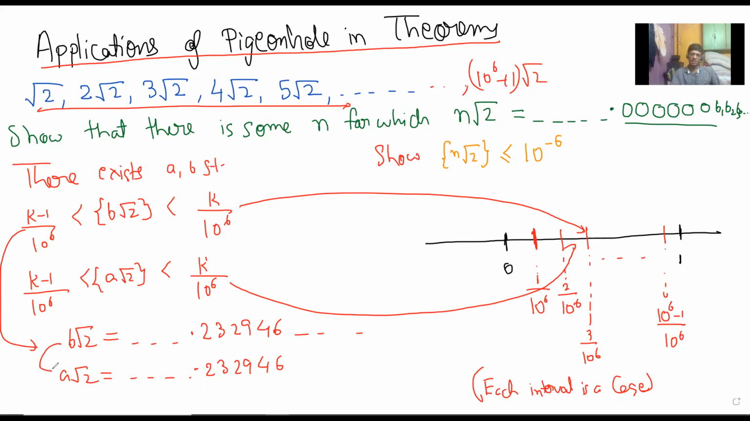If we subtract from the bigger one the smaller one, then we are done, right? We take B root 2 minus A root 2. In this, the first 6 places are going to be 0. After that also, it could be 0. Many terms could be 0. They will not be equal, but many terms could be 0. But that's not what we are concerned with.